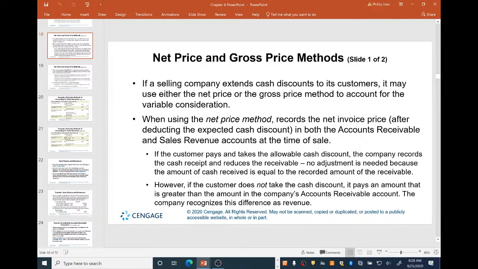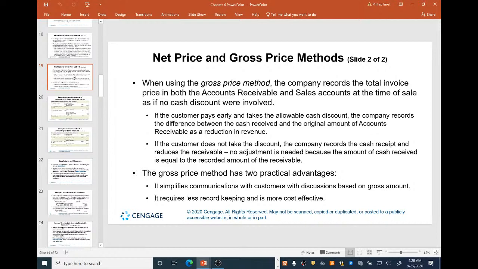Okay, so if the customer pays and takes the allowable discount. We'll just go ahead and read through this real quick. When using the net price method, we record the net invoice price after deducting the expected cash discount. We said that, right? In both the accounts receivable and sales revenue accounts at the time of sale. So if the customer pays and takes the allowable cash discount, then the company records the cash receipts and reduces the receivable, no adjustments necessary, because it's exactly what it was. If they do not take the cash discount, then they pay an amount that is greater than the amount the company recorded as the receivable, and then the company recognizes the difference as revenue, right? We'll see the examples down here in just a second.